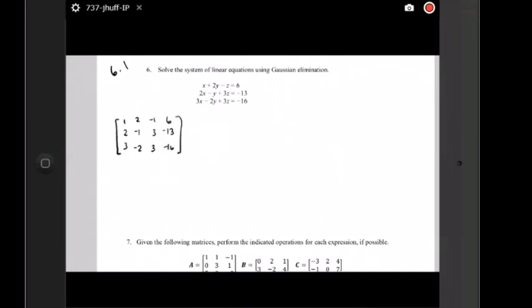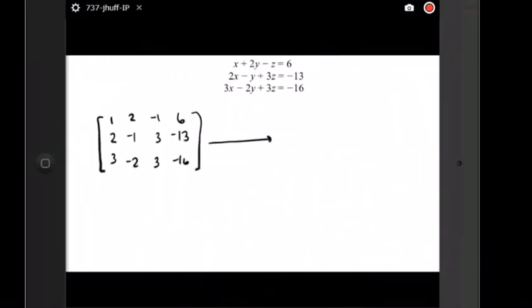And reduce the matrix to row echelon form using row operations. So I'm going to try to get, well, we already have a 1 right there. That would be your first goal, is to get a 1 right there. But after that, you want to get those to be zeros.